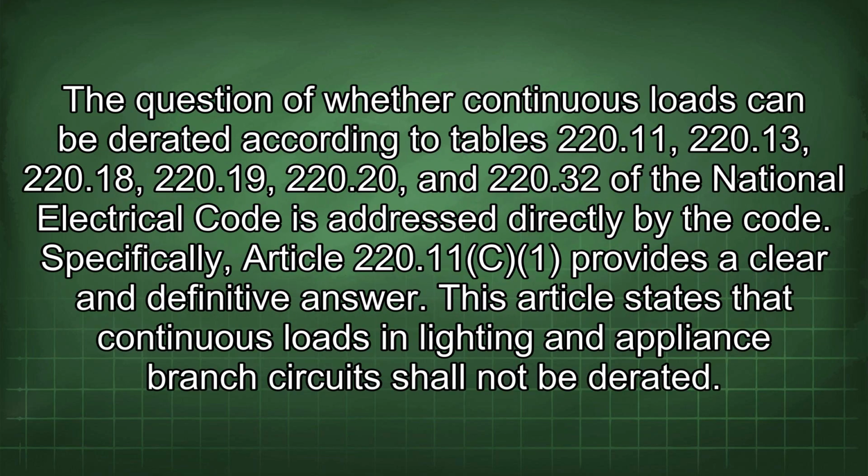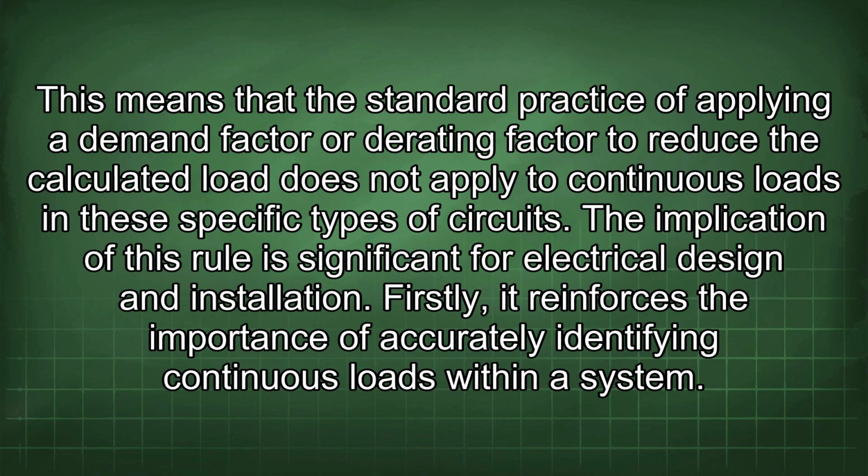The question of whether continuous loads can be derated according to tables 220.11, 220.13, 220.18, 220.19, 220.20, and 220.32 of the National Electrical Code is addressed directly by the code. Specifically, Article 220.11 provides a clear and definitive answer. This article states that continuous loads in lighting and appliance branch circuits shall not be derated. This means that the standard practice of applying a demand factor or derating factor to reduce the calculated load does not apply to continuous loads in these specific types of circuits.